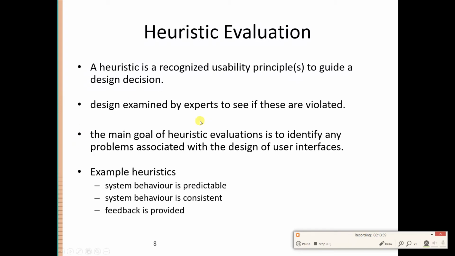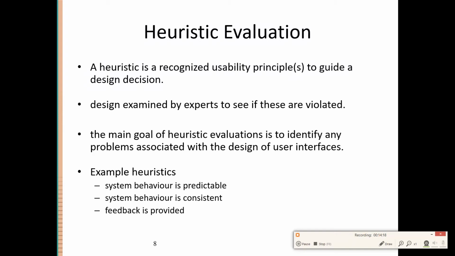The third example heuristic is that feedback is provided. In many systems, we expect that when the user is doing something, some kind of feedback is provided to the user, so the user can know that the task has been achieved or performed.